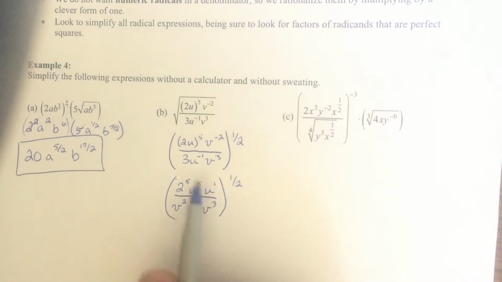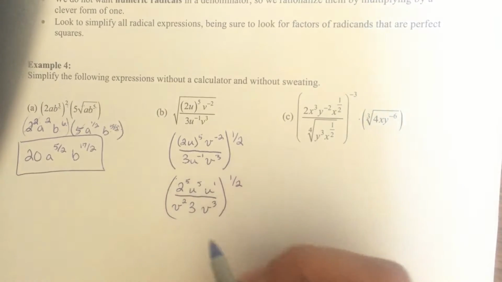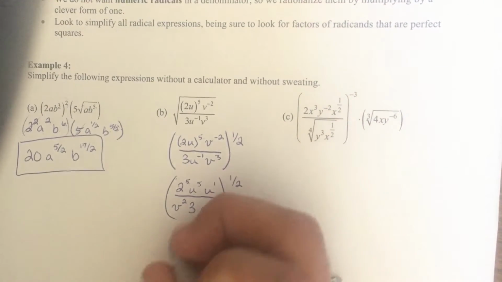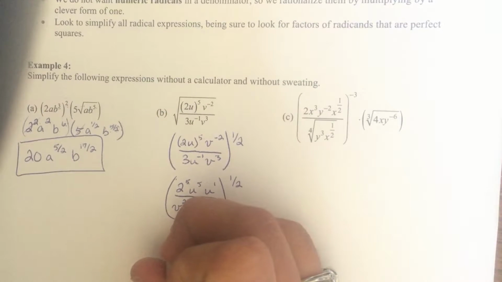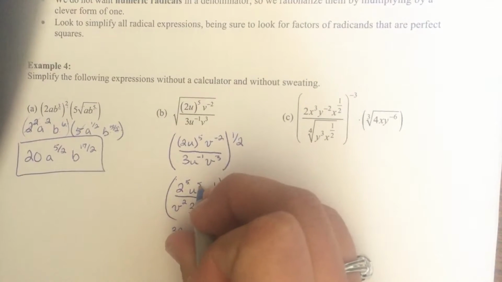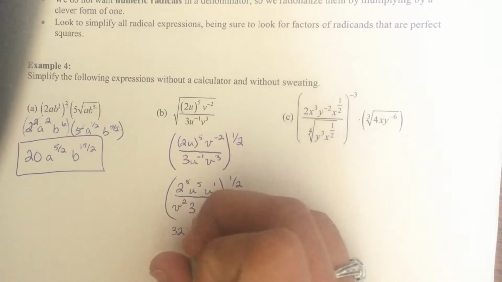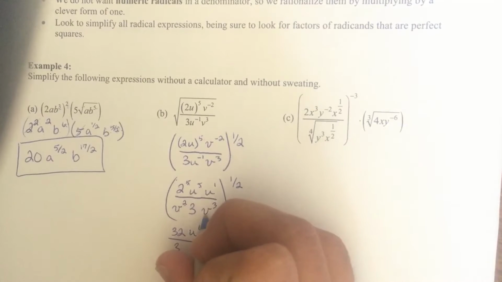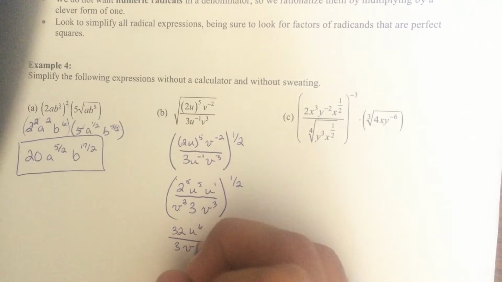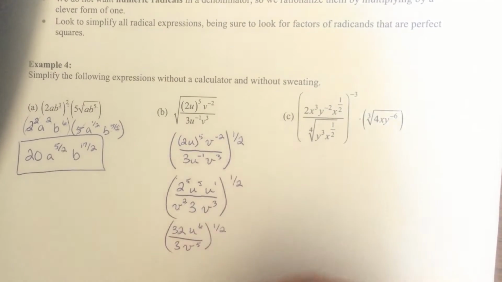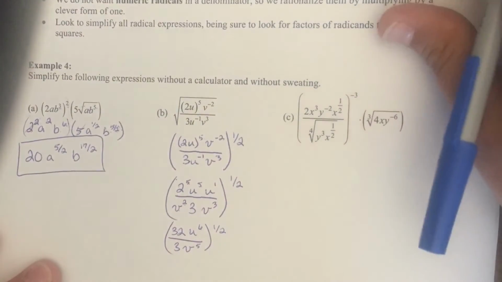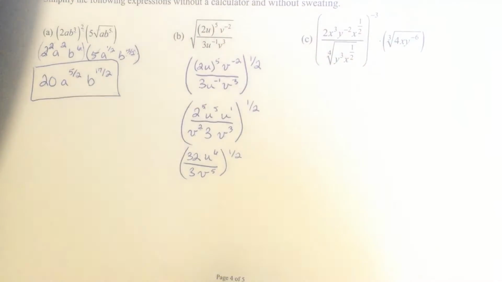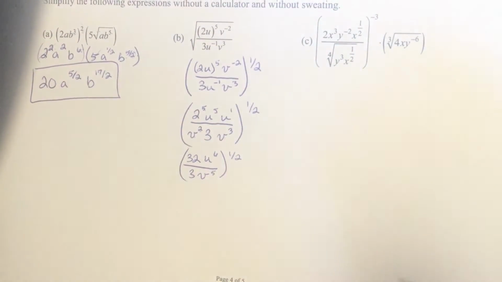Okay? Still combining things on the inside. 2 to the 5th I know is 32. That's one of those things that you should know. So this is 32. U to the 5th and u to the 1st is going to be u to the 6th. And this is 3 v to the 5th. And this is all still to the 1/2 power. In a perfect world, that 32 and the 3 would reduce. But unfortunately for us, math isn't always perfect. So the 32 and the 3 do not reduce in this case.